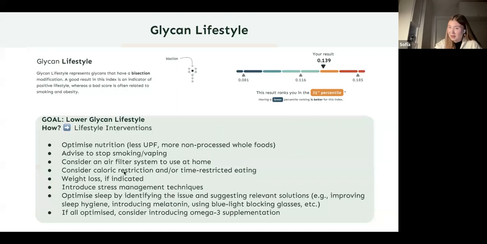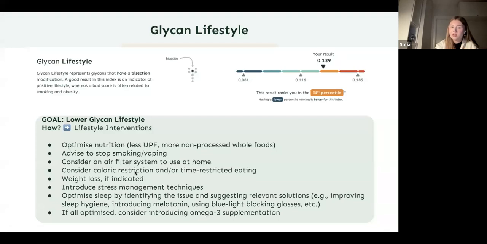There is a number of lifestyle interventions that can be introduced to lower the glycan lifestyle index. So let's start. We would first optimize their nutrition. We would recommend eating less ultra-processed food and more non-processed whole food. We would advise them to stop smoking and/or vaping. We would consider an air filter system to use at home. As I said, environment is very big for this index.